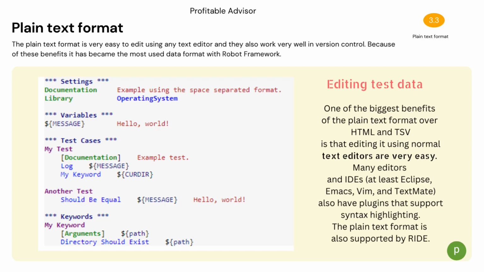If you see the plain text format, it's very easy to understand and you can use any editor you want. You can use Eclipse, PyCharm, Sublime Text Editor. And it also supports the default editor, that is RIDE. That's why people are more comfortable with the plain text format than HTML format and TSV.